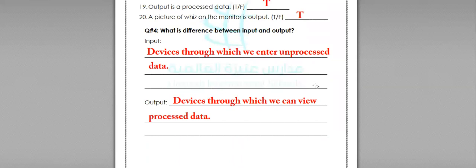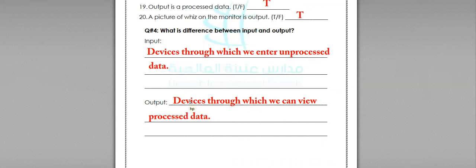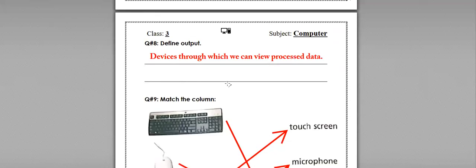Now we have question number 4. What is the difference between input and output? So we will just write the definition. It will describe itself what the difference is. The device through which we enter unprocessed data, the data which is not understandable and has no meaning. So it's unprocessed data. Now, output. The devices through which we can view the processed data, means the data which has a meaning, or the information. So it's output. Now, define output. Devices through which we can view the processed or understandable data. Those are the output devices.